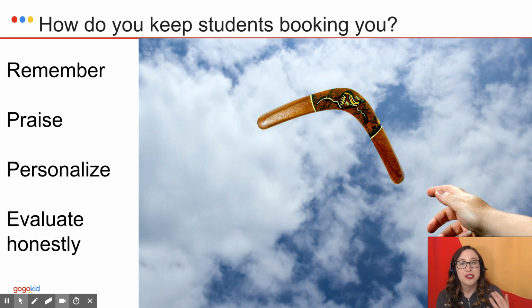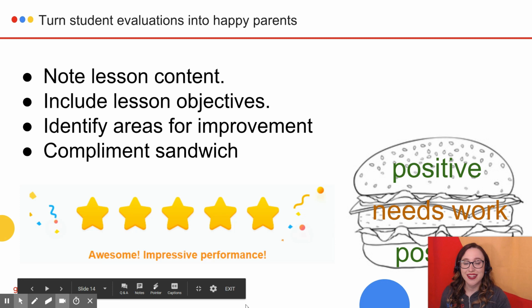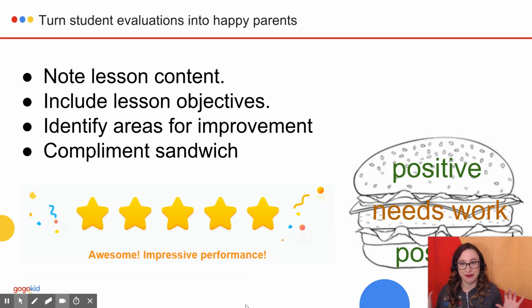Think about that. Students will frequently take classes with different teachers for project and assessment classes for this reason, because they want to get more feedback. So you want to make sure that you are also offering valid assessment feedback to the best of your ability in their classes. When you are evaluating a student, think about the hamburger method. You want to note the lesson content, of course, but don't make it too long because then the parents won't want to read it. Make sure you include some things about the objectives and then identify areas for improvement.